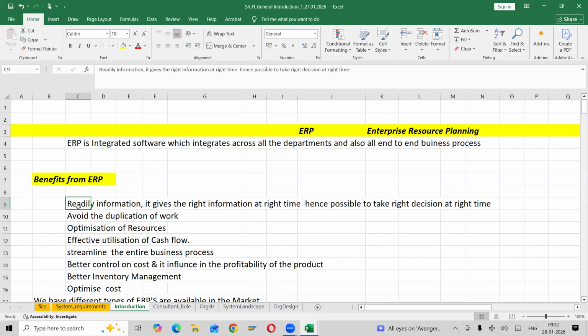Directly we can get total information: how much raw material is available, how much labor force is available, how much sales we need to do. Everything is readily available in the ERP system, a centralized system. So what do you mean by that? It gives the right information at the right time, so that management can take the right decision at the right time. Clear? If I'm using decentralized software, there would be a lot of issues. The management cannot decide in time.